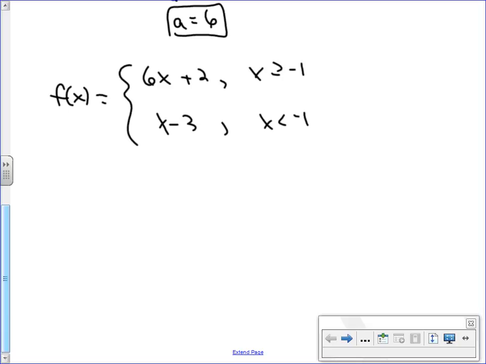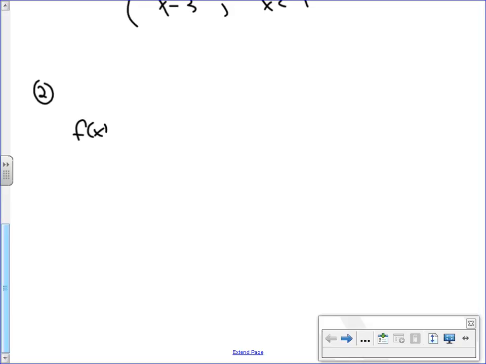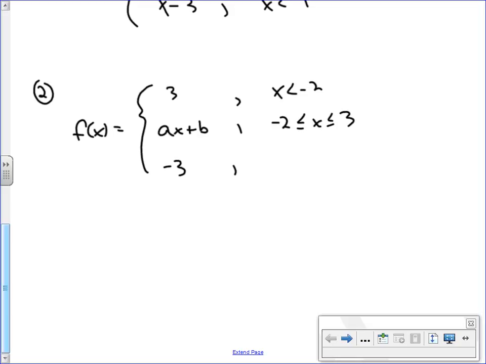All right? The second one is a little bit more complex because there are 2 missing values in the second one. And there are 3 pieces to the piecewise puzzle. So before -2, this piece is in control. Between -2 and 3 inclusive, this piece is in control. And after +3, this piece is in control. And this time I have 2 missing values, A and B.